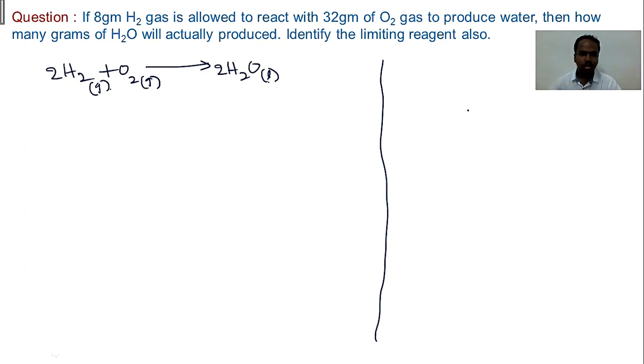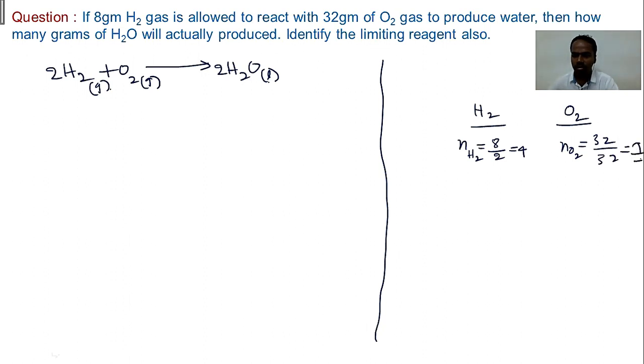See here. So this is H2 and this is O2. The number of moles of H2 given: they didn't give the number of moles of H2, they gave the weight. Weight by molecular mass of H2, which is 2. This is 4. Number of moles of O2: what is the weight of O2 given? 32. So it is 32 by the molecular mass of O2 here, which is 32. That is 1. These are the numbers of moles. Then find the ratio.